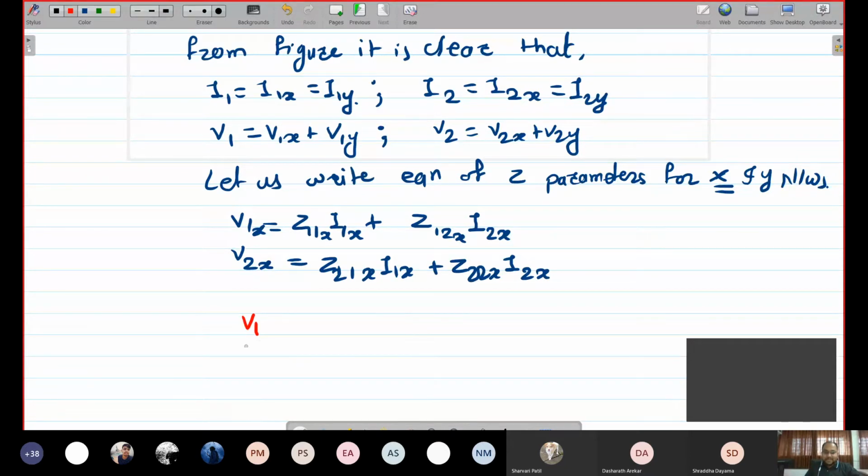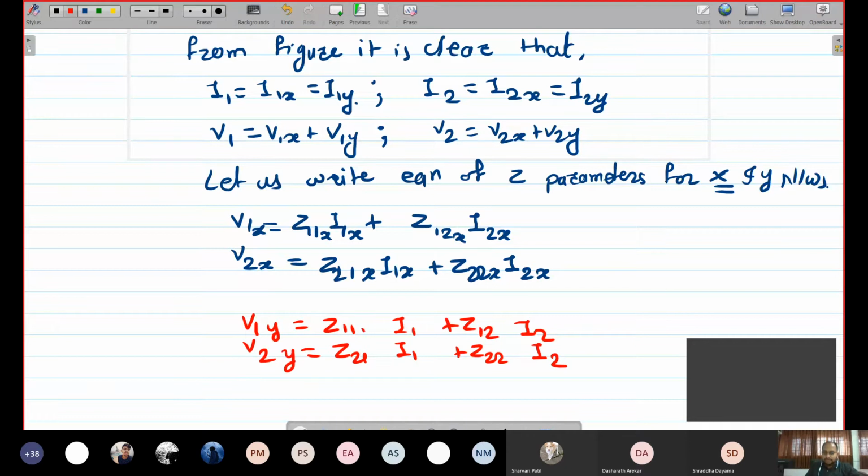So V1 and V2 is equal to, again similarly, Z11 I1 plus Z12 I2. Okay, similarly Z21. Now what do we need to replace instead of X? Everywhere you must be writing Y. Okay, so V1Y, V2Y is equal to Z11Y I1Y plus Z12Y I2Y. Similarly, Z21Y I1Y plus Z22Y I2Y. So X and Y only we have added as an extra suffix to this.